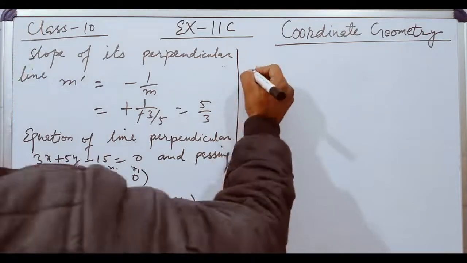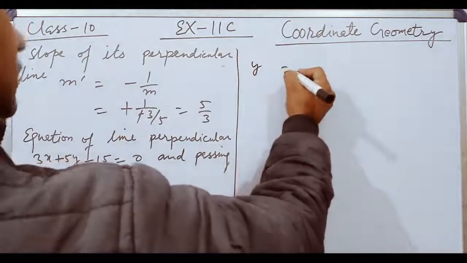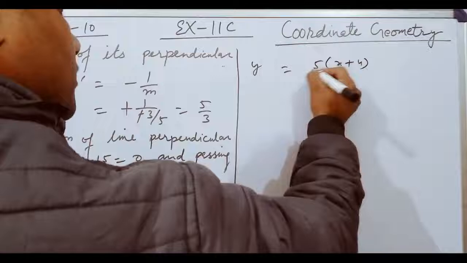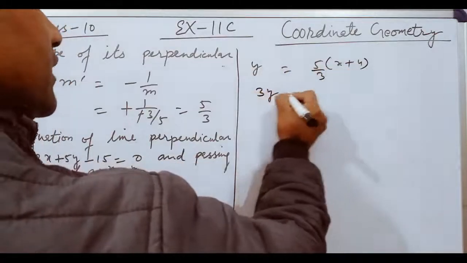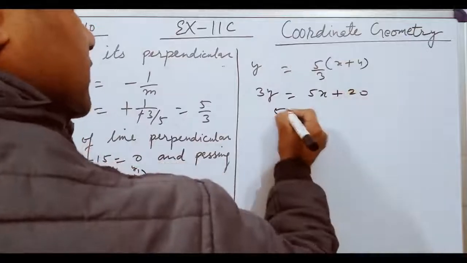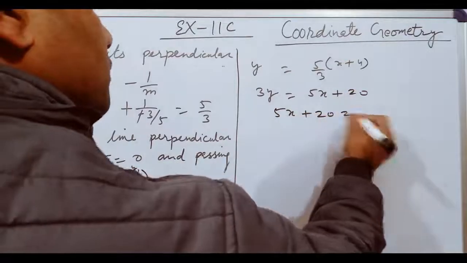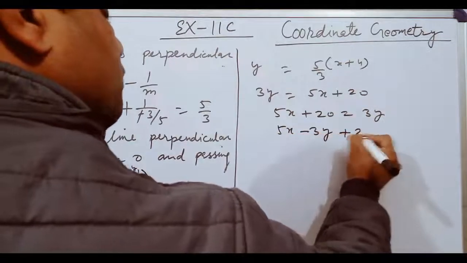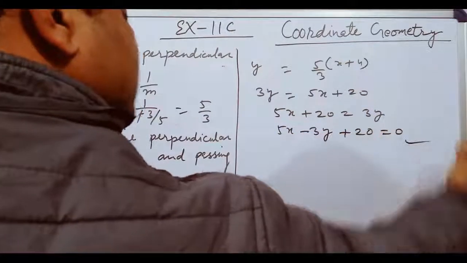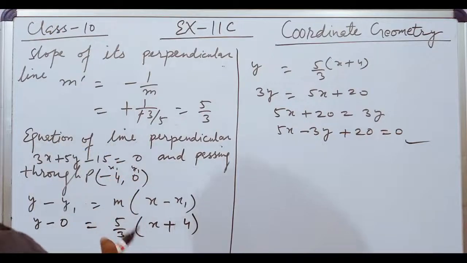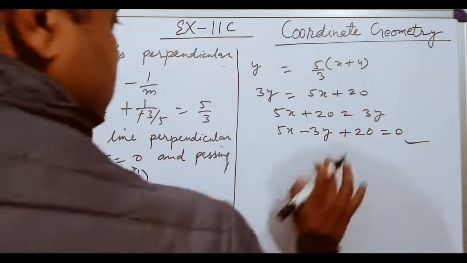Then y equals 5 times (x plus 4) upon 3. Cross multiplication: 3y equals 5x plus 5 times 4, which is 20. Then 5x plus 20 equals 3y, so 5x minus 3y plus 20 equals 0. This is the equation of the line perpendicular to this and passing through (-4, 0). Okay dear students, this is the equation of the line.